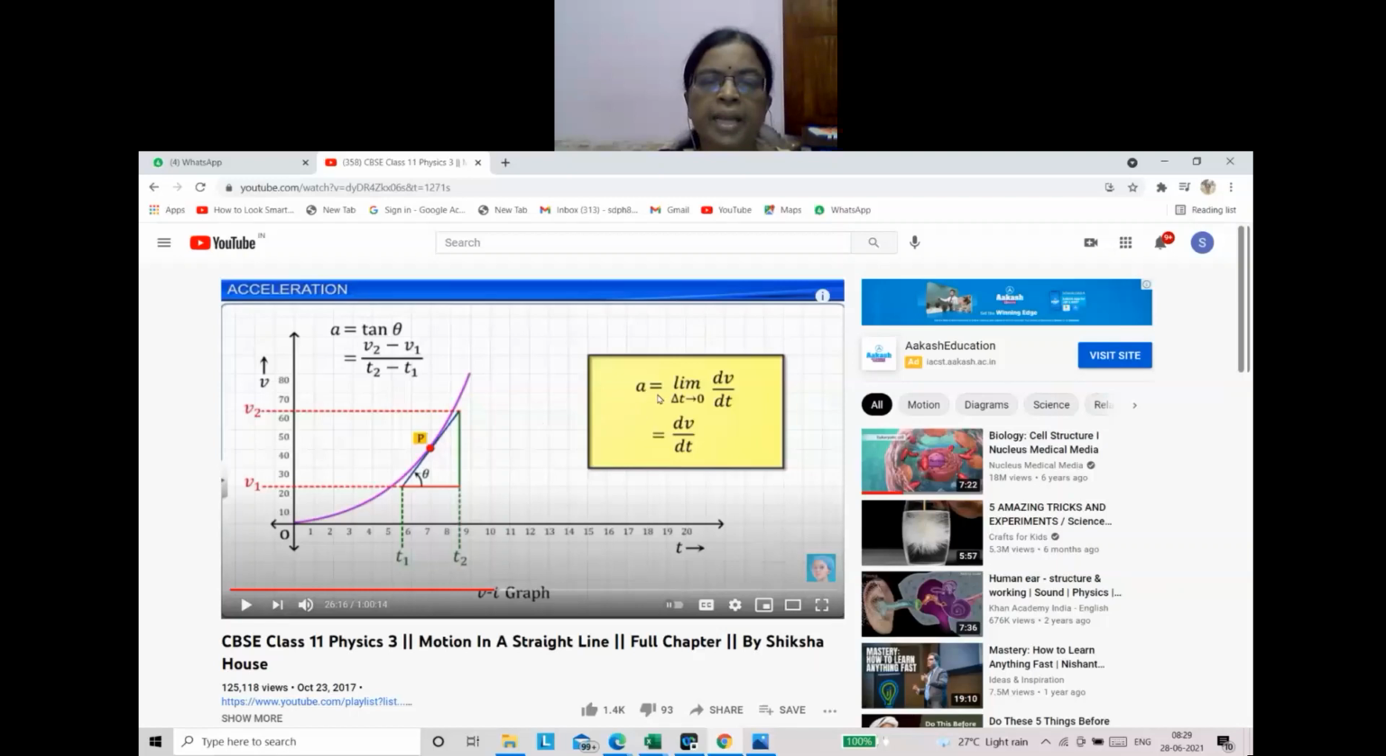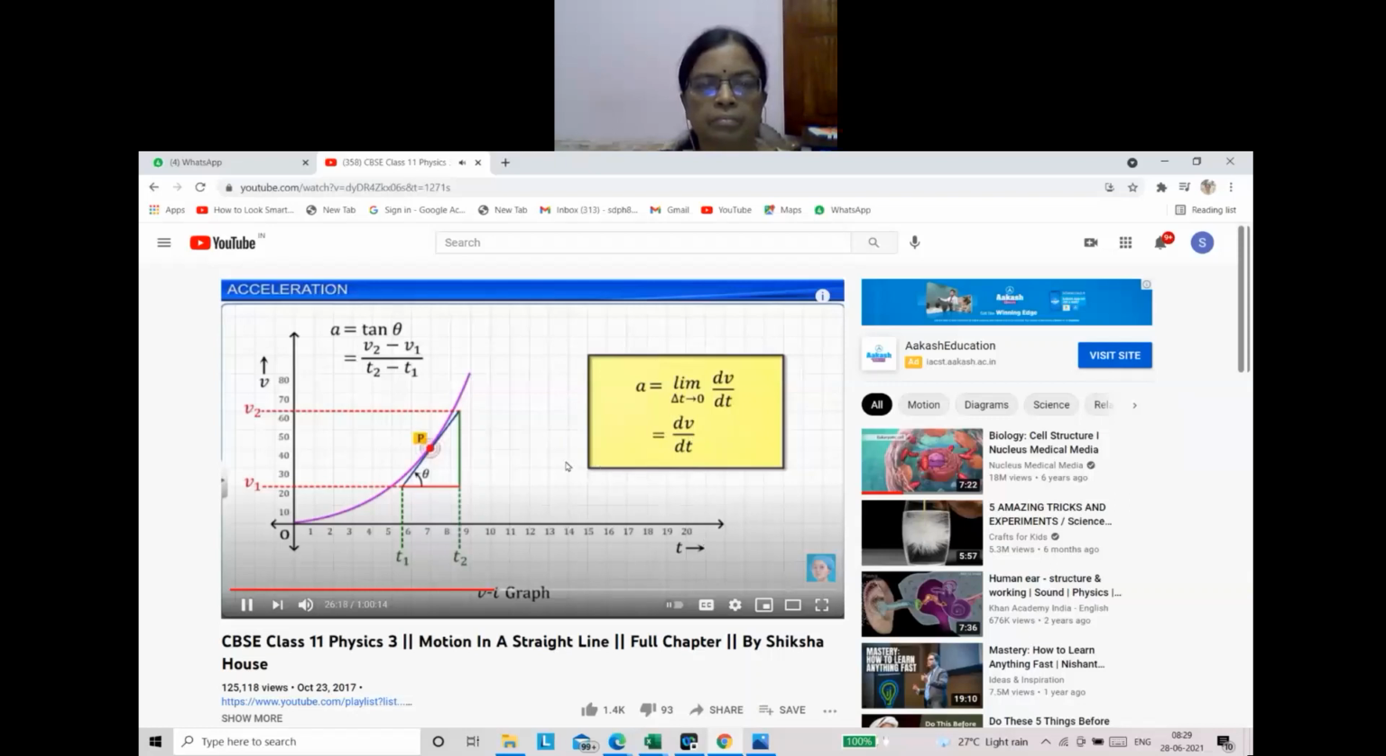It is limit delta t tends to 0, delta v by delta t, or it is written as dv by dt, first derivative of velocity with respect to time. In the language of calculus, it is the first derivative of velocity with respect to time, and we have to do problems based on this.